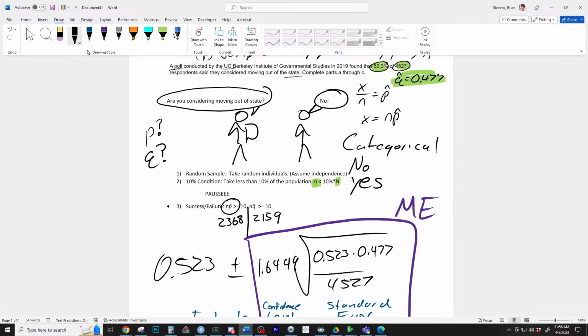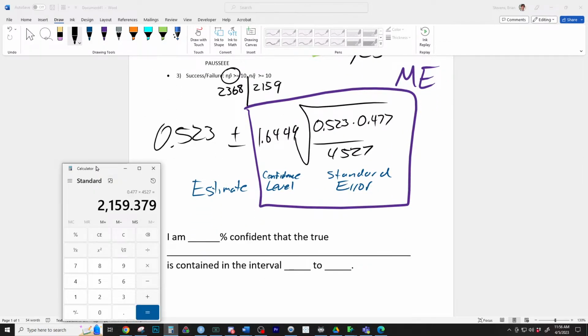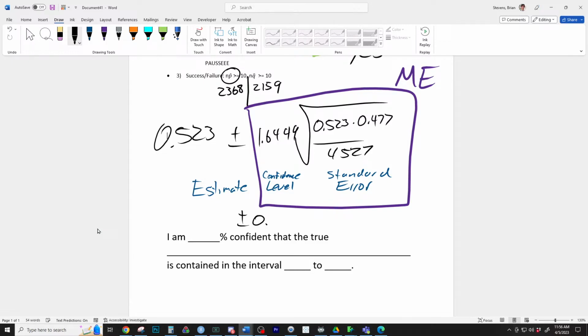There we go. So now we just solve the interval. It's going to give 2 numbers right here. We'll put it into the interpretation too. So we're going to go 0.523 times 0.477 divided by 4527 and then square root times 1.6449. That is the margin of error. So we get 0.0122. That's the margin of error.